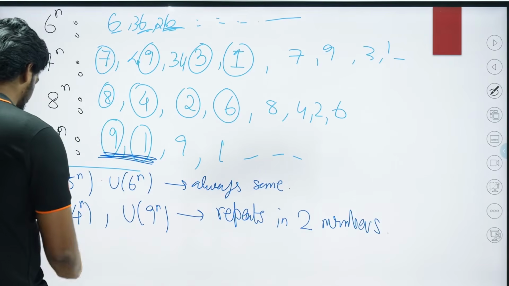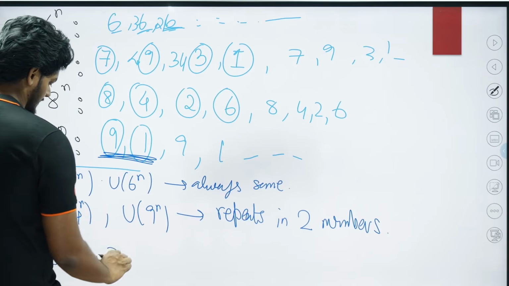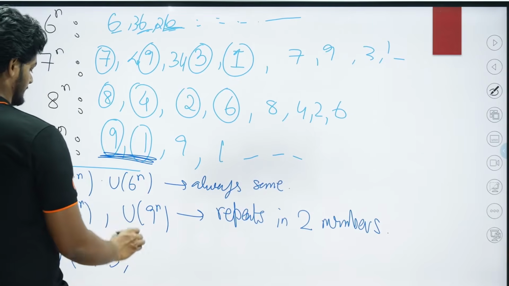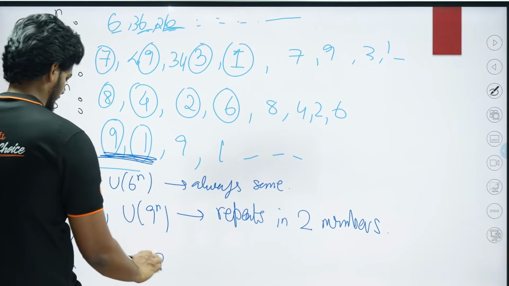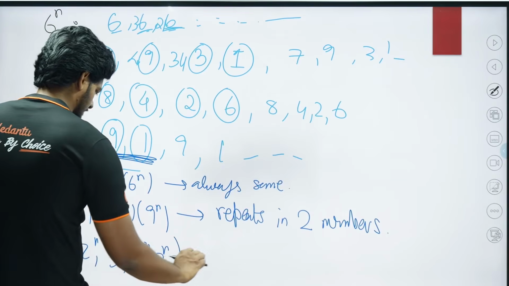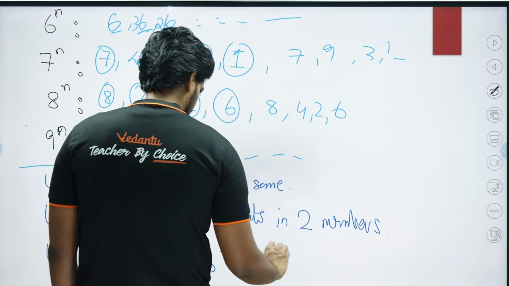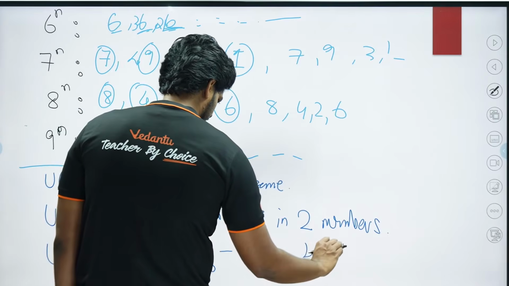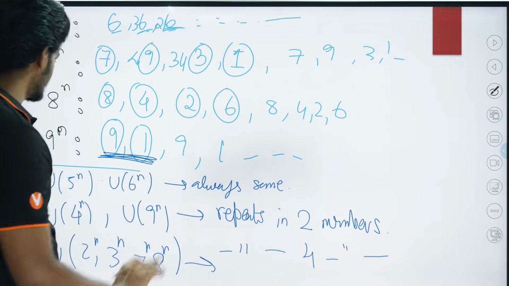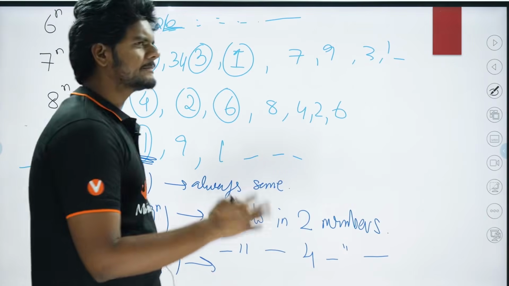And the unit digits of the rest of the numbers, right? 2, 3, 4, 5, 6, 7, 8. Powers of these repeat in 4 numbers. Okay, that is the pattern. So it repeats in 4 numbers.